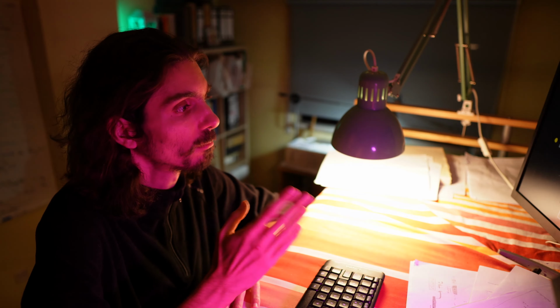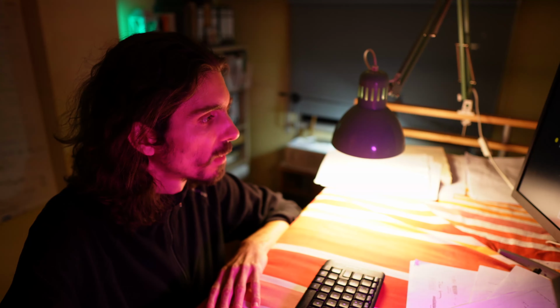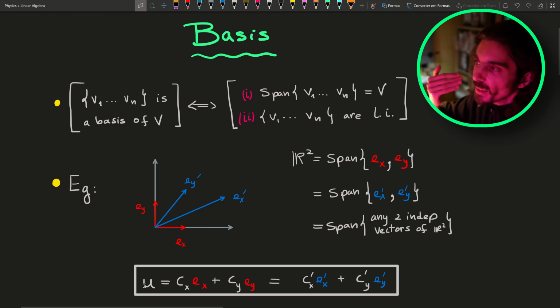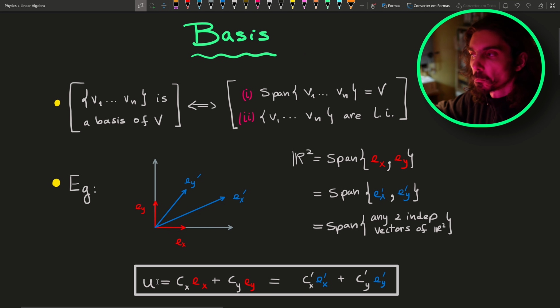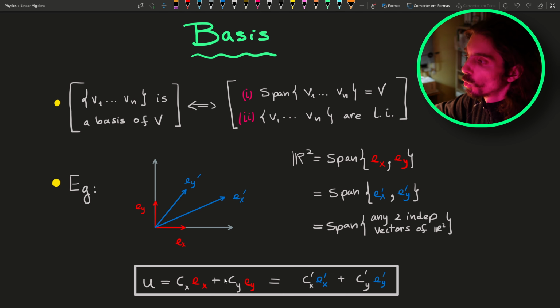Now, if I have this basis, what can I do with that? Well, what I can do is written downstairs. I can write any vector with respect to the chosen basis. For example, some vector u can be written as Cx, a real number, times Ex plus Cy times Ey, where Cx and Cy are the coordinates of the vector u with respect to that basis.